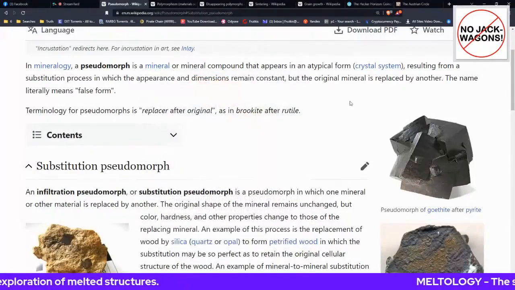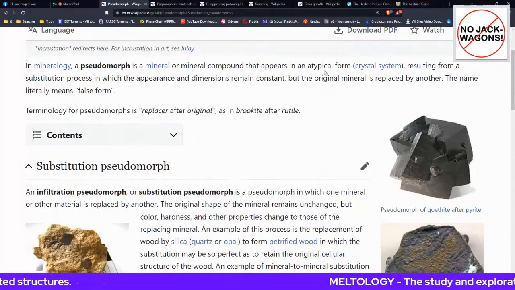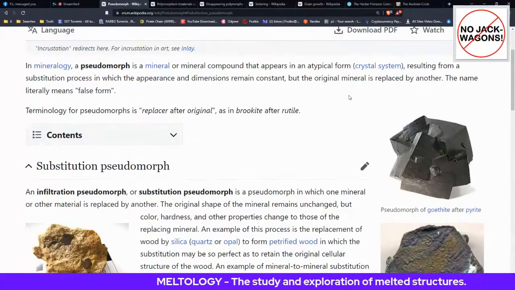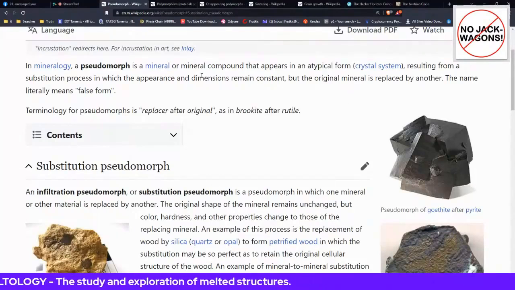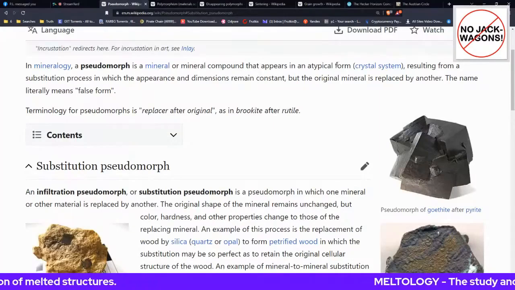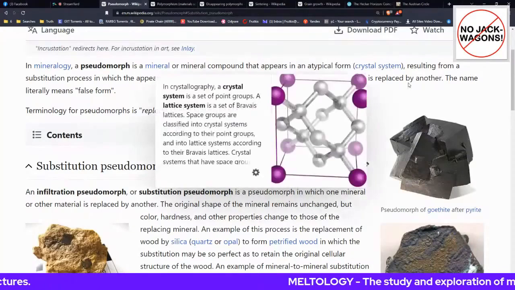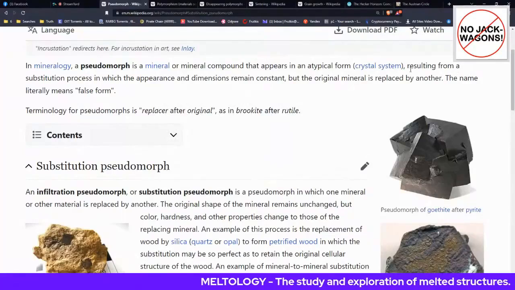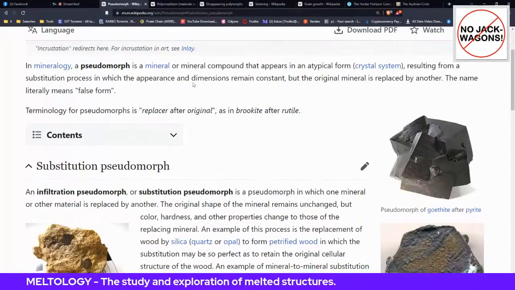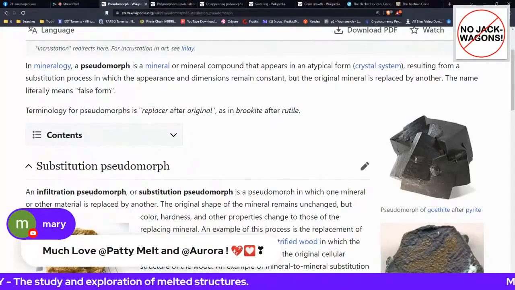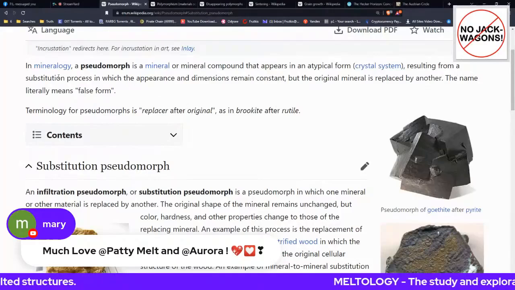It's always minerals because it's from the ground. And it does say in the Bible that God melted the elements with fervent heat. The elements. These are the elements, guys. So a pseudomorph in the minerals is a compound that appears like a typical crystal system, just resulting from a substitution process in which the appearance and dimension remain constant, but the original mineral is replaced by another.